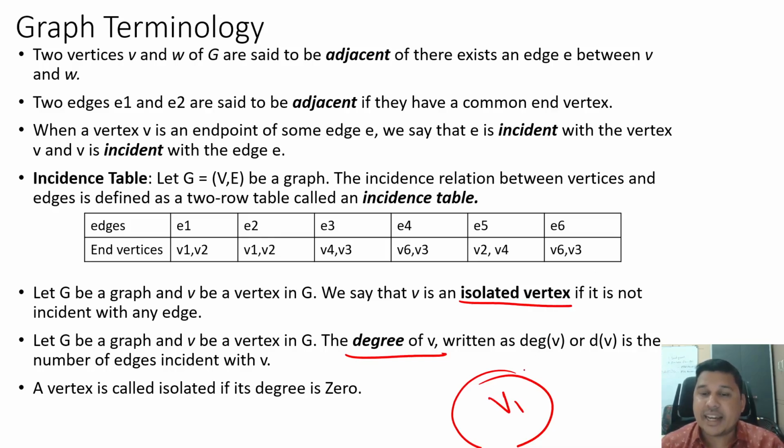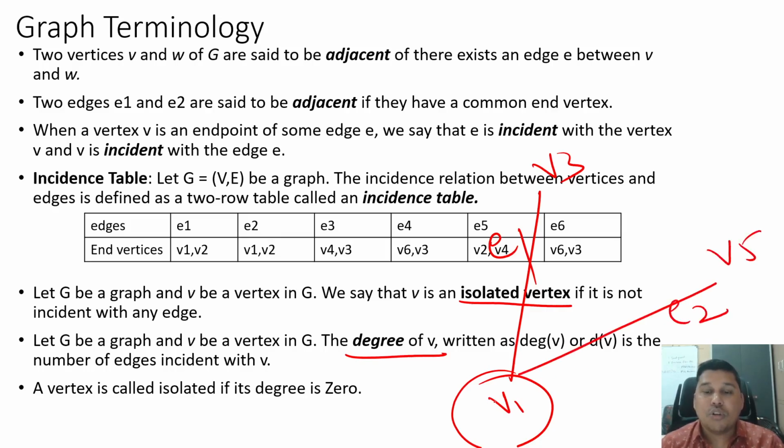It means in a graph I have a node v1. It is connecting with v3 and forming one edge e1. It is connecting with v5 forming an edge e2. So v1 is incident with how many edges? Two edges, e1 and e2. So its degree is 2, right?